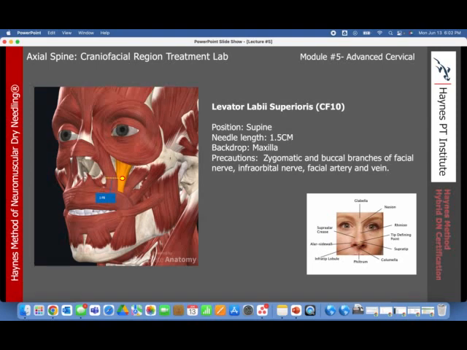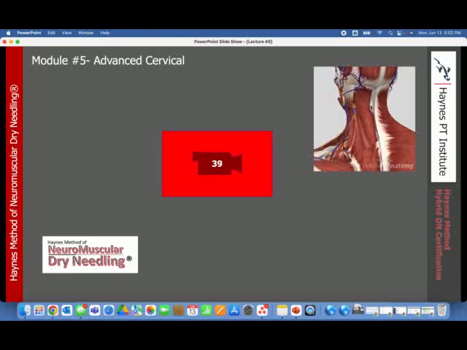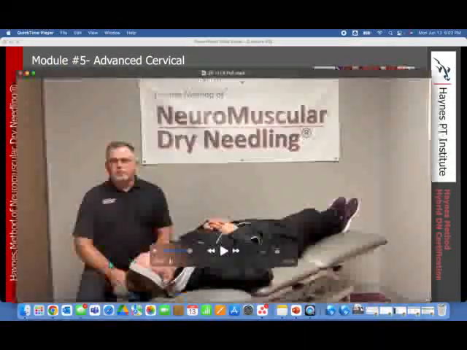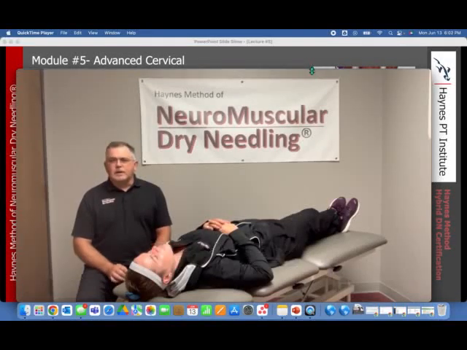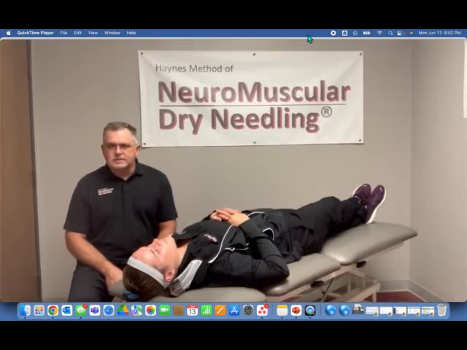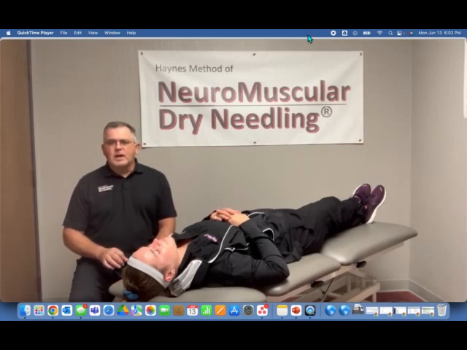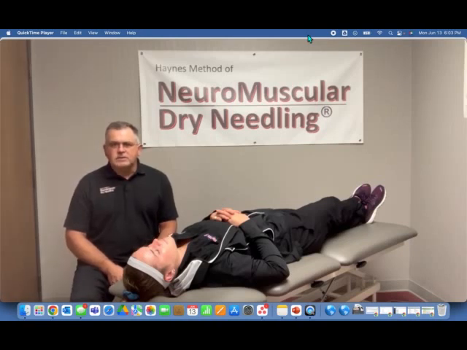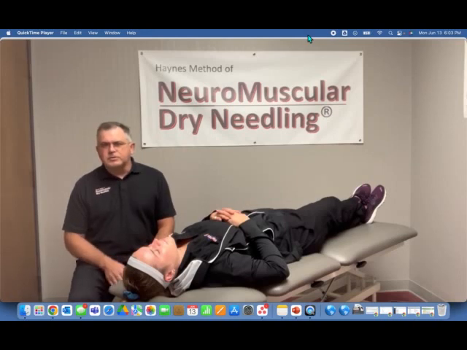And then next to it, 1 finger breadth further lateral, the levator labii superioris. For the levator labii superioris, the supine position with a 1.5 centimeter needle length and the backdrop down to the maxilla. At the level of the inferior nasal ala, 1 finger breadth lateral will needle in an anterior to posterior direction down to the maxilla.